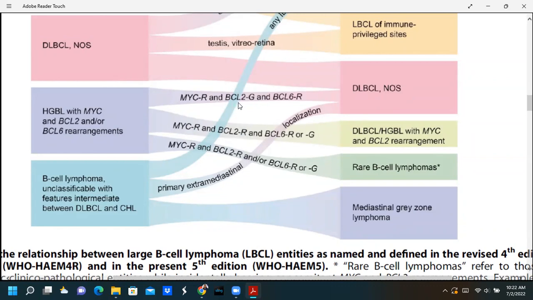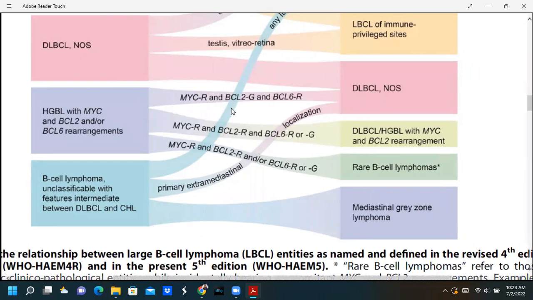So basically if you see, the MYC-R and BCL6R remains the same. But the difference in these two is there is BCL2G and BCL2R. The BCL2G is going to DLBCL. The BCL2R is going into MYC BCL2. Does that make sense? And then at the bottom they described G as germline. So they mean that this BCL2 rearrangement is not there and BCL6 rearrangement is there. In that case, you will call it DLBCL NOS. And what is R? R is for rearrangement and G is for just germline configuration. That's what they have given at the bottom.